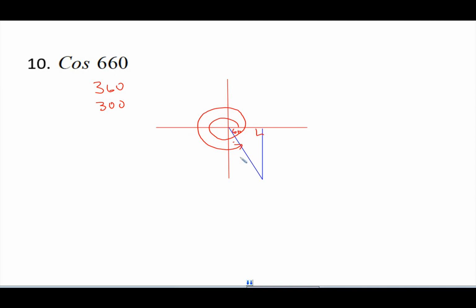So our radius is 1, which is the hypotenuse. The 30 is here, so opposite of the 30 is going to be 1/2. Opposite of the 60 is rad 3 over 2. In quadrant 4, y is negative but x is positive. Cosine is adjacent over hypotenuse. So adjacent to this angle is 1/2 divided by the hypotenuse, which is 1. So our answer is going to be positive 1/2.